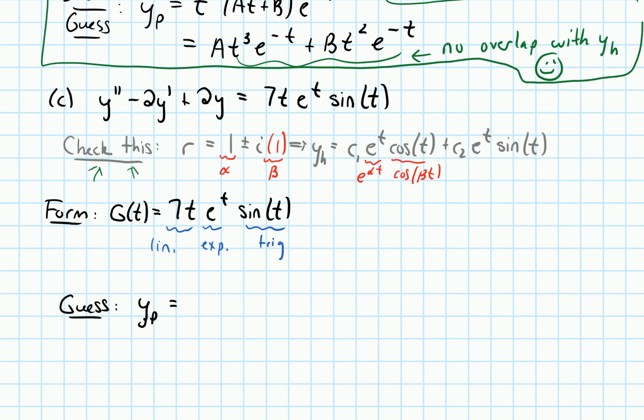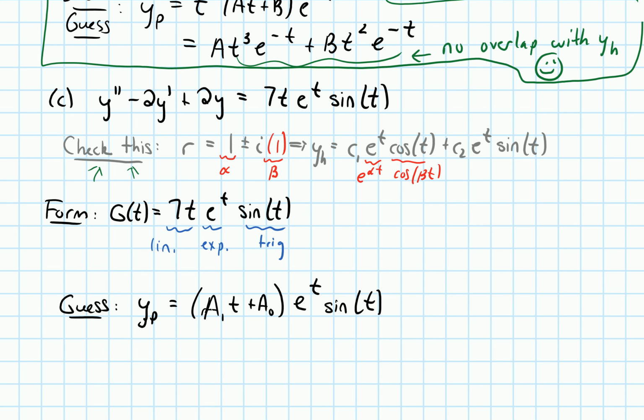from the linear part, I know we're going to need something linear. So I'm actually going to call this a1t plus a0, and we'll see why in a little bit, but I'm going to call it that instead of just at plus b, so a1t plus a0. And then I need something for the exponential term, so I need something of the same type, so e to the t. And then I need this trig piece, so I need sine of t.